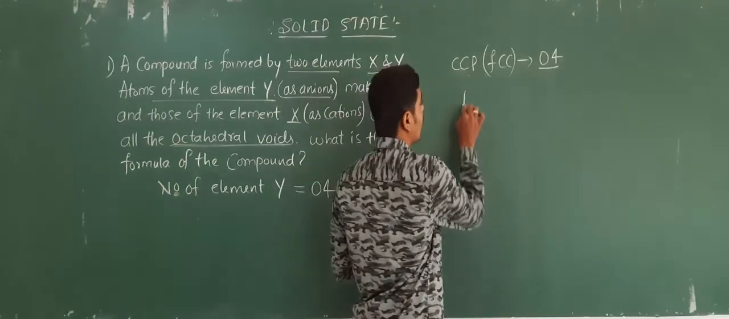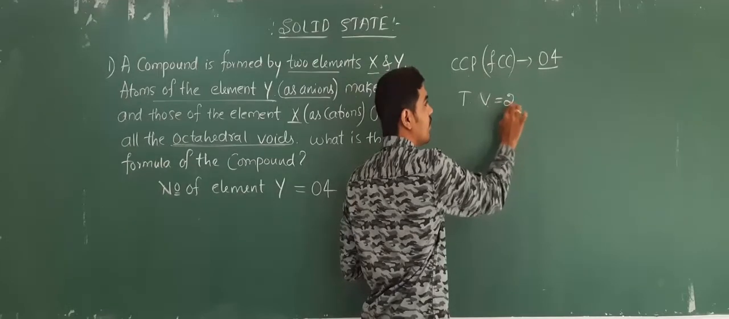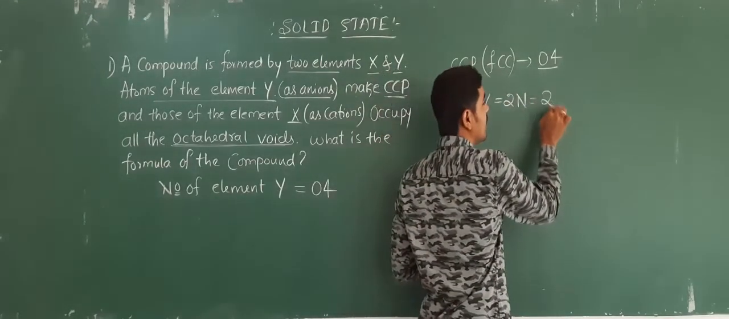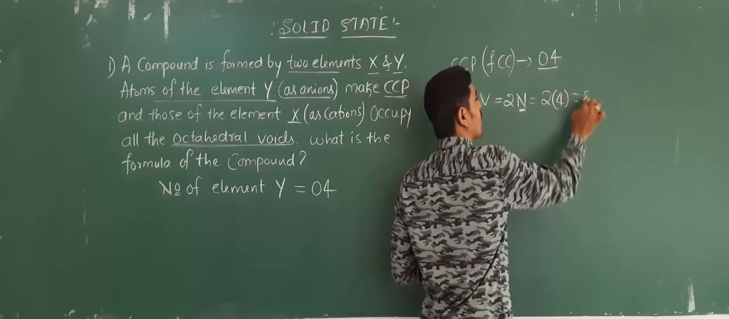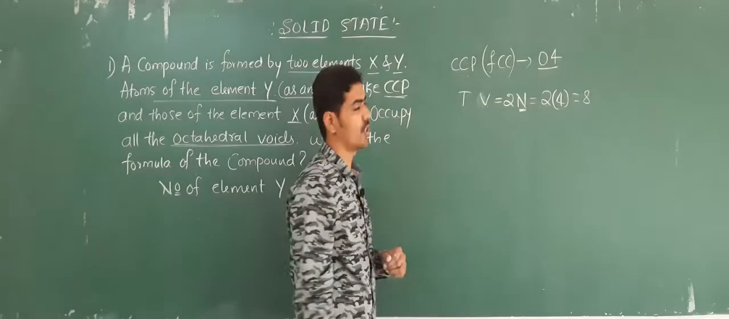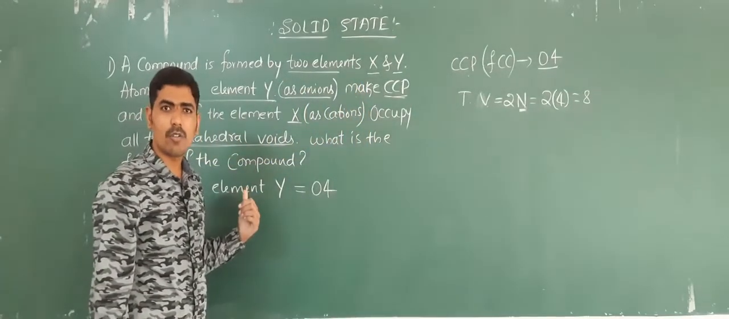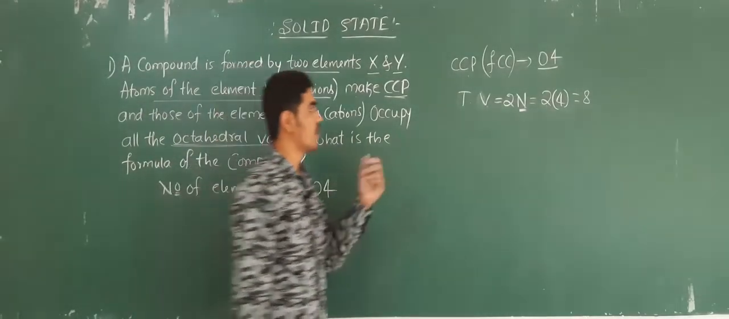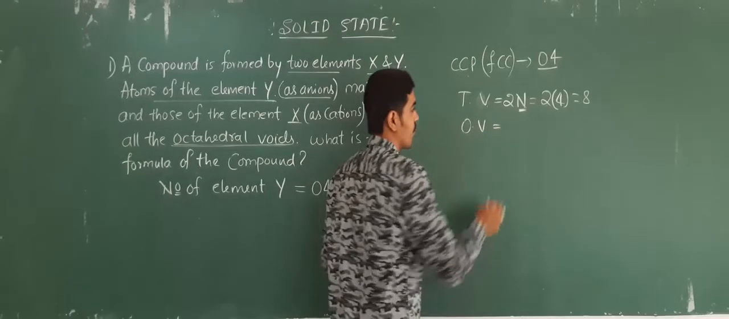The number of tetrahedral voids, if we consider, will be 2n. 2n means how much? 2 times 4. Therefore it is equal to 8. But here it forms octahedral voids. Which voids are formed there? Octahedral voids formation. So how many octahedral voids are present?